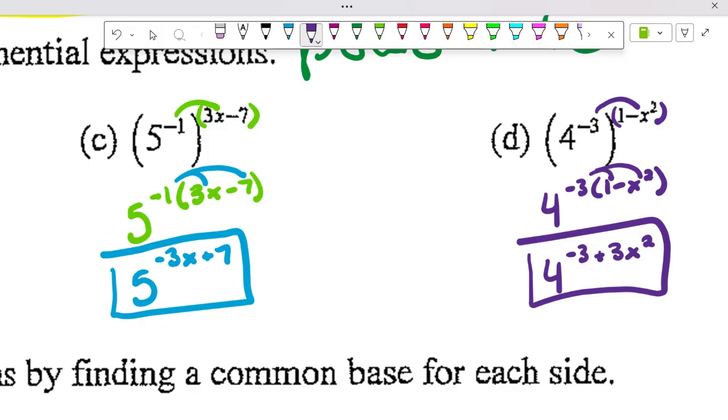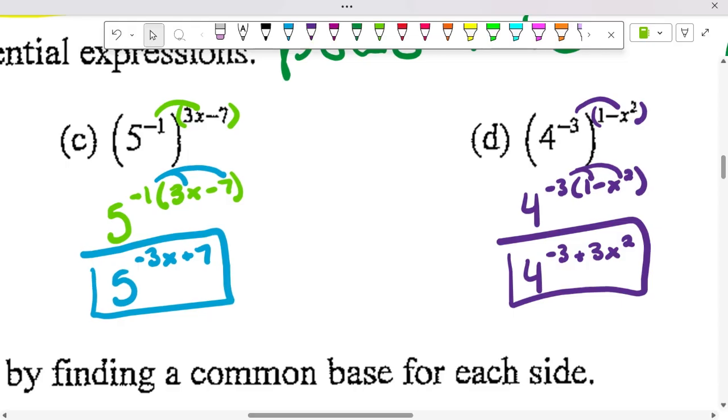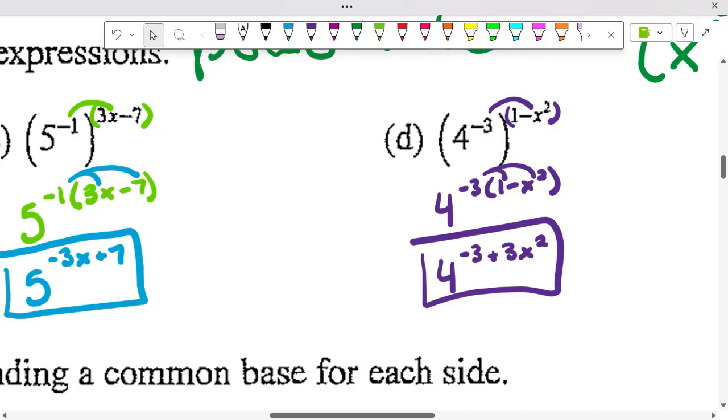All right, check your answer. So when I brought this together, I just rewrote this as negative 3 times 1 minus x squared. It's just distributing. So I'll distribute the negative 3 to the 1 and the negative x squared. You should get 4 raised to the negative 3 plus 3x squared. Any questions on the power rule? Because if you don't get it, the next part's going to be hard. So any questions while we're on this?